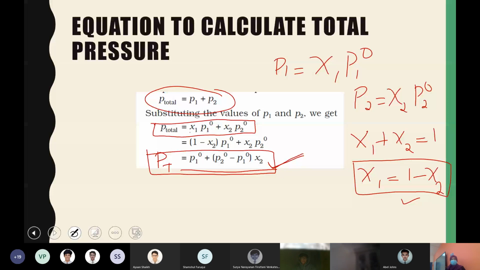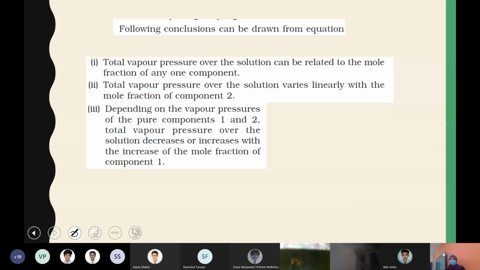Okay. Now, the following conclusion can be drawn from this equation, that is just now what we modified. The total vapor pressure over the solution can be related to the mole fraction of any one component. That's what I said, the advantage of modifying. It has been converted in terms of one of the components. So total vapor pressure over the solution can be related to the mole fraction of any one of the components. Total vapor pressure varies linearly with the mole fraction of component 2, because it's again a direct relation.